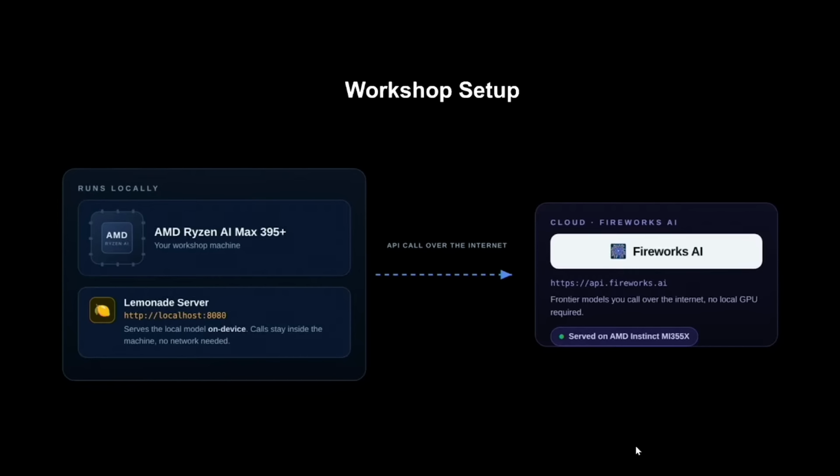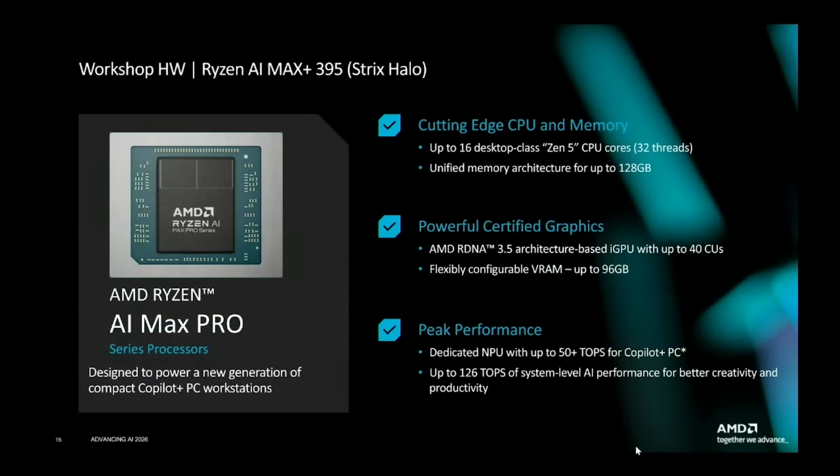There is going to be AMD Ryzen AI Max 395 Plus for running that local model using Lemonade. And then anytime you need to escalate to a more frontier model, we're using Fireworks AI, which is running this model with AMD MI355 GPUs, and it's served on the cloud.